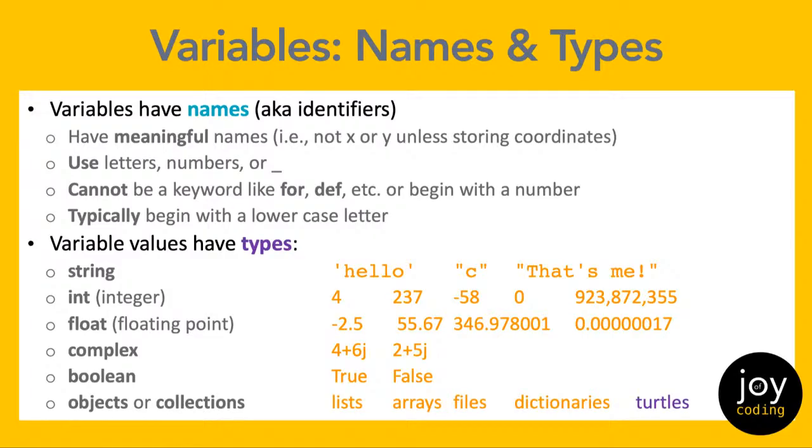Lastly, variables can also contain objects or collections, so lists of data, also known as arrays in other languages. It could contain all the lines of a file or a dictionary that maps keys to values. In addition, it can represent things like turtles, which we're going to start working with today.